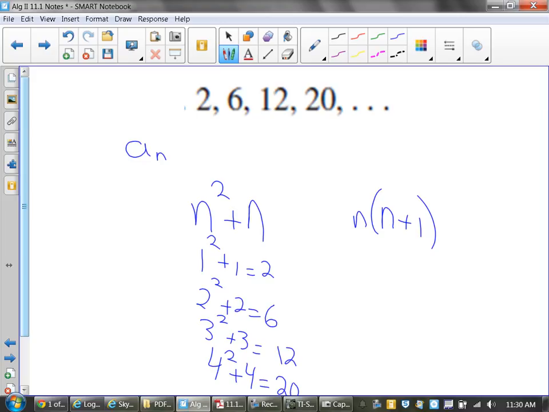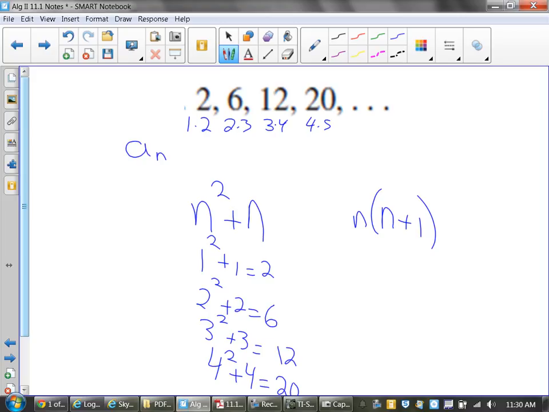Usually people get that. What's 2? Isn't that 1 times 2? Isn't that 2 times 3? 3 times 4? 4 times 5? And so on and so forth? That's nice, it works. I never thought of that.